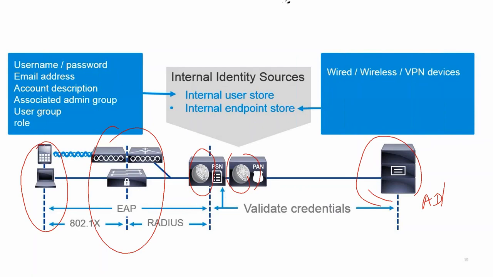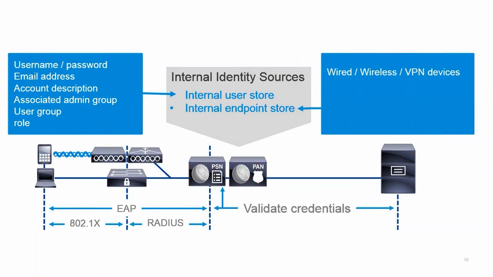So let me clean this and let's discuss first of all more about the internal identity sources, and then we'll proceed further in other sections. It has the internal user store and internal endpoint store for all the endpoints like wired, wireless, or VPN. We are going inside the PAN and adding those entries. We are creating that inventory.